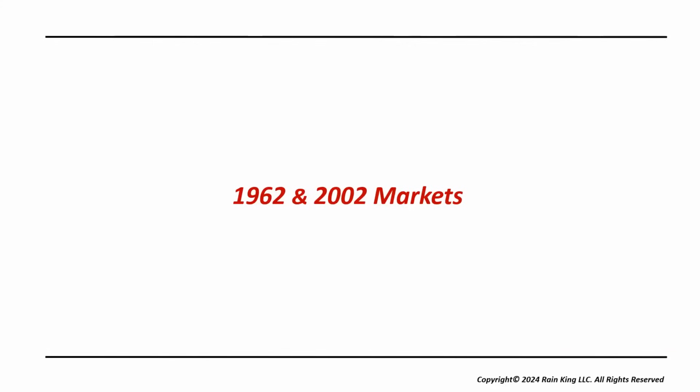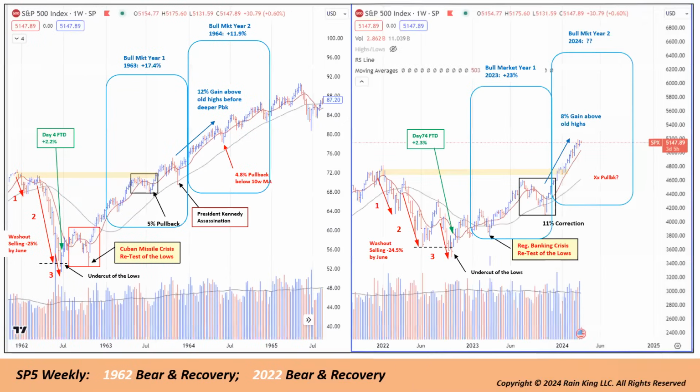So 1962 and 2002. What you see on the screen here on the right side is the S&P 500. This is a chart from 2022 to today. And I showed this comparison with the 1962 market back in June of last year. So I think it's a good time to take a good look at it again.